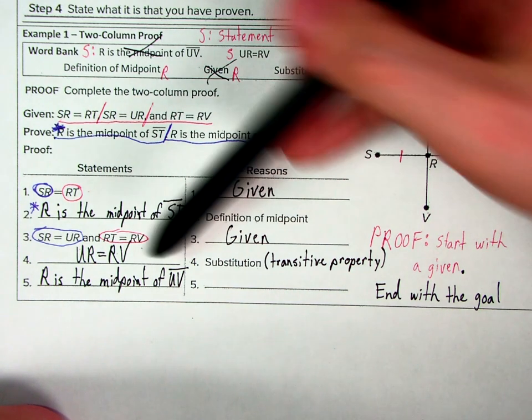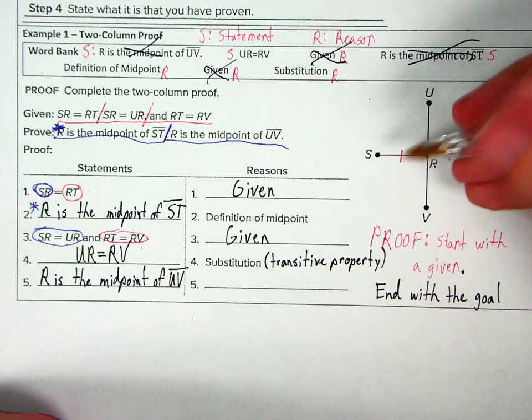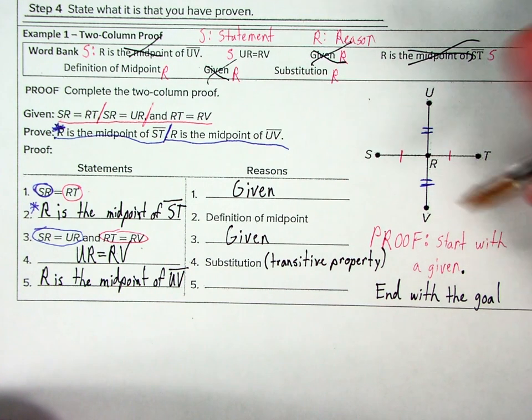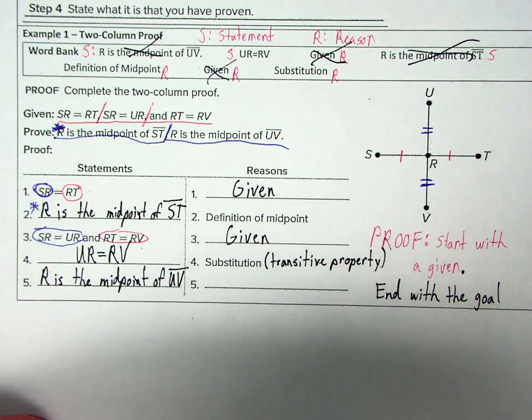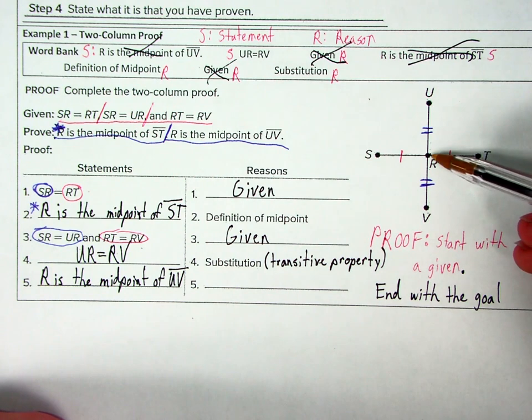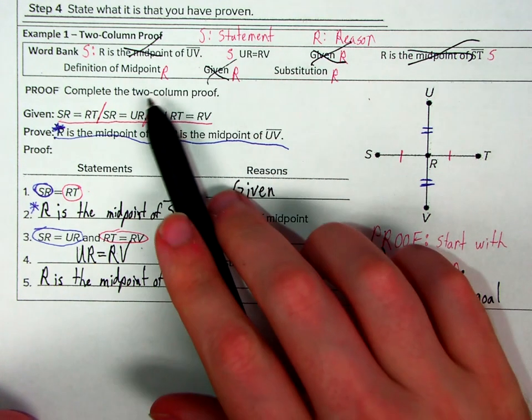Last thing, we want to go from UR equals RV. Let's mark that under picture. UR and RV are the same lengths. We want to be able to say that R is the midpoint of UV. Well, R is in the middle between UR and RV, so we can do that. That's just the definition of midpoint.